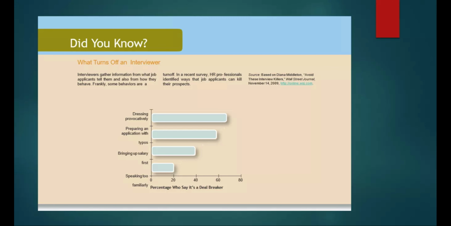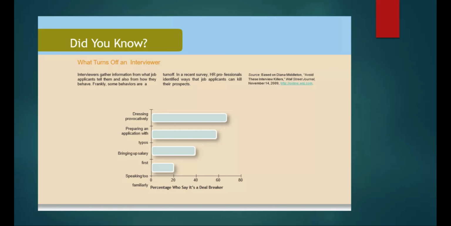Fun fact. Did you know what turns off an interviewer? Interviewers gather information from what job applicants tell them and also from how they behave during their interview or application process. Frankly, some behaviors are a turn-off for them. In a recent survey, HR professionals identified ways that job applicants can kill their prospects of being accepted in the work environment or company. On the graph below, dressing provocatively is the number one factor that can turn off the interviewer in the selection process.